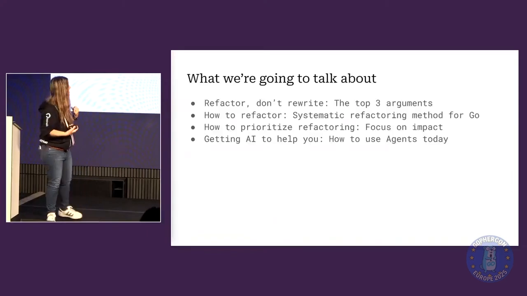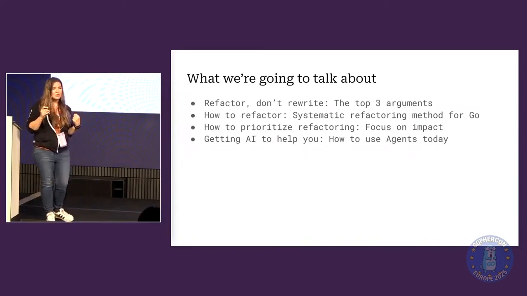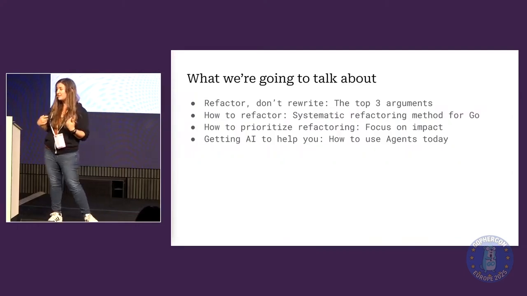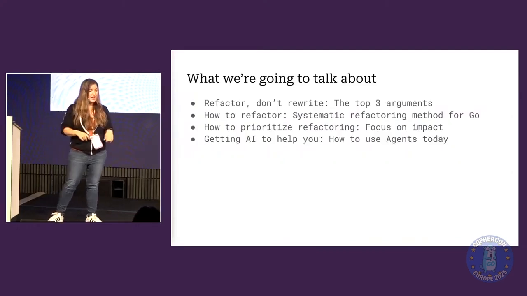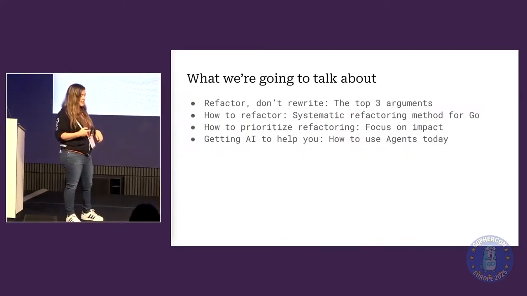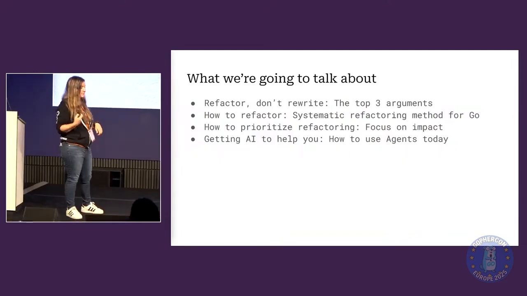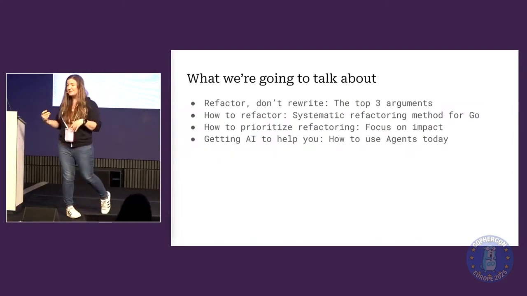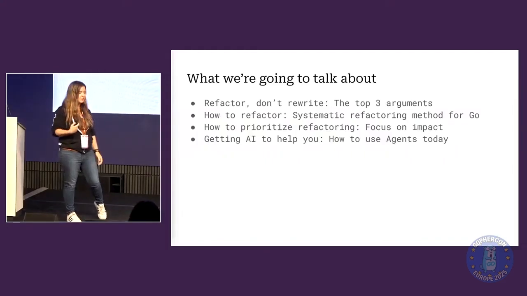Here's what we're going to talk about today. First, we'll go over refactoring and not rewriting. Then we'll talk about how to refactor, which is a systematic refactoring method that I personally use in Go applications that I work in. And then I'll talk about how to go about prioritizing your refactoring methods. And then, this wasn't originally in the talk, but this world moves really quickly right now. So I'm going to include a little bit about how to get AI to help you with this.